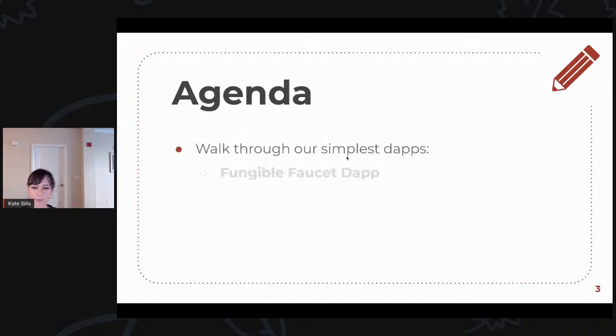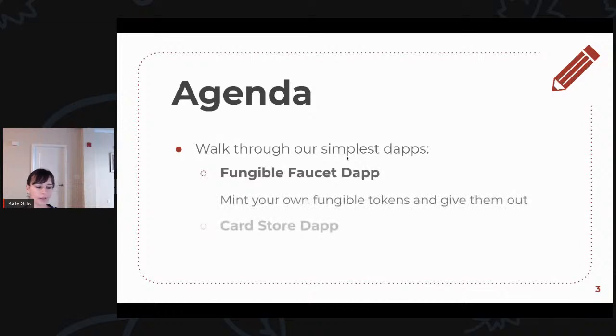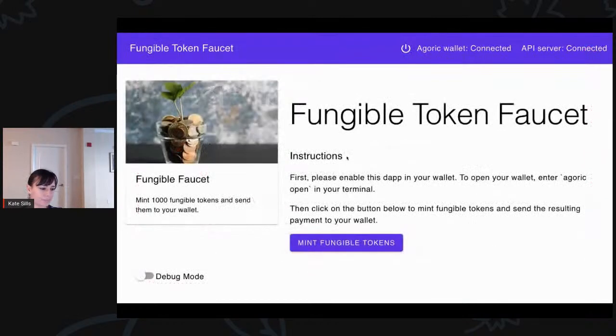And like I said, we're going to be going through our simplest dapps. So the Fungible Faucet dapp is actually the default that you get when you do Agoric init. So you may have seen that already. And that just mints fungible tokens and gives them out. And then there's the card store dapp, which, as I mentioned, mints non-fungible baseball cards and sells them.